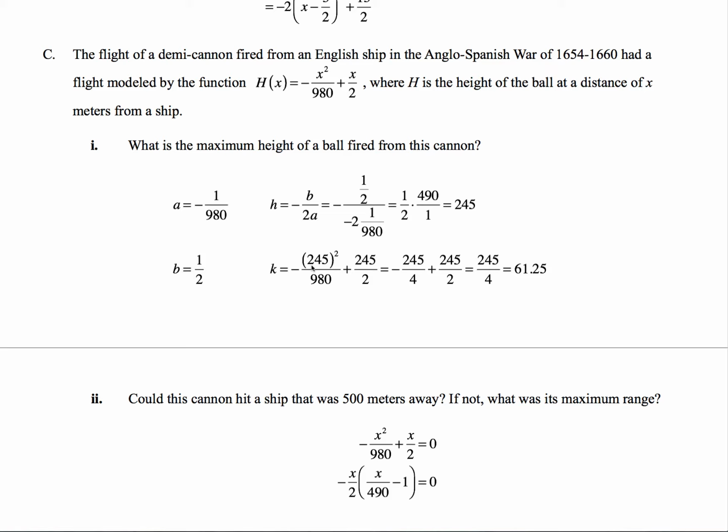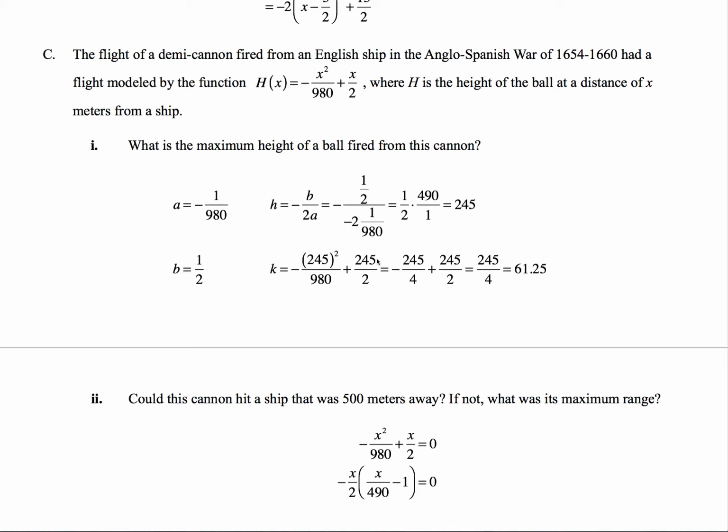Then we substitute the 245 back into the function to determine the function value, the k, the maximum height, the y value of the vertex. So we put a 245 here over 980, and 245 squared divided by 980 is negative, well, it's negative 245 squared over 980. That's negative 245 over 4.